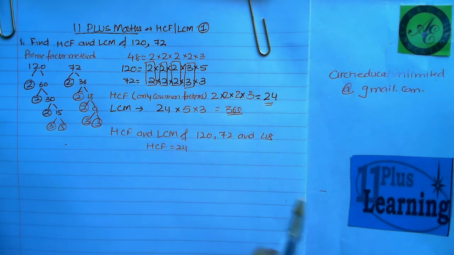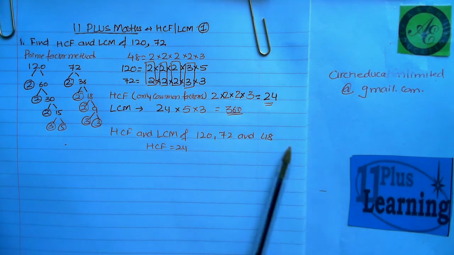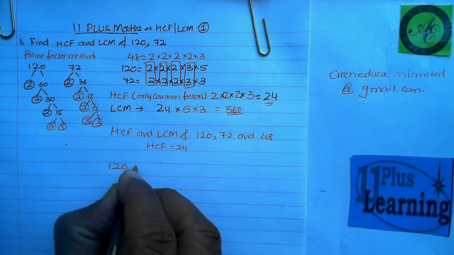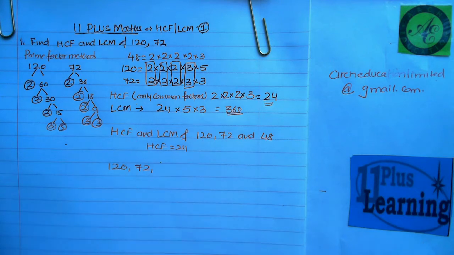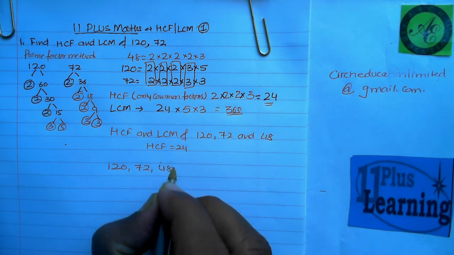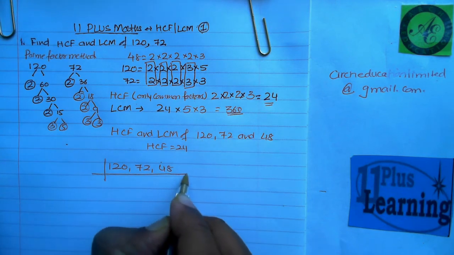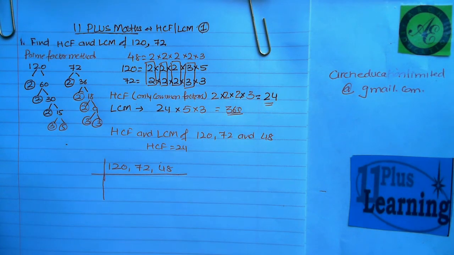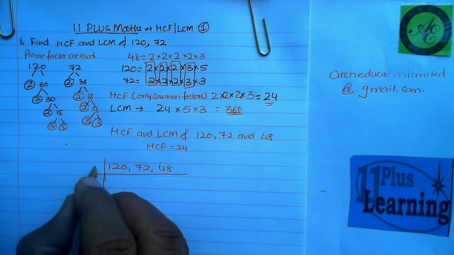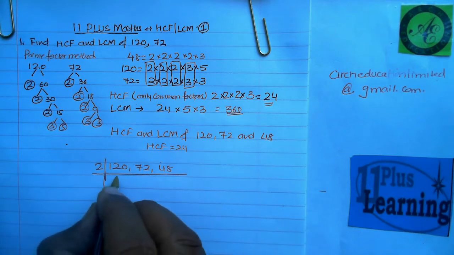What I'm going to do in this one, people, is write all the 3 numbers, or 2 if they asked you to find the HCF and LCM of 2 numbers, in one line and do a short division of all of them. What is the smallest prime number you can divide these numbers with? And the answer is 2. We divide all of them: 60, 36 and 24.